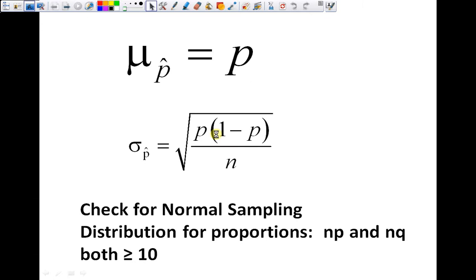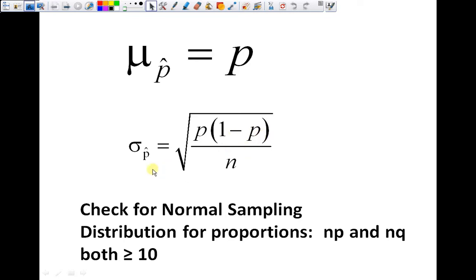Let's look at these two formulas and understand what they mean. We noticed that our histogram was always centered around the population proportion, and that's basically what this is saying. The mean of all of the sample proportions is equal to the population proportion. And the standard deviation of all the sample proportions is equal to the square root of P times 1 minus P, which sometimes we'll call Q, divided by N.